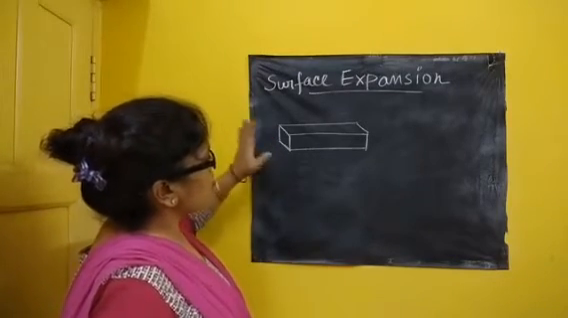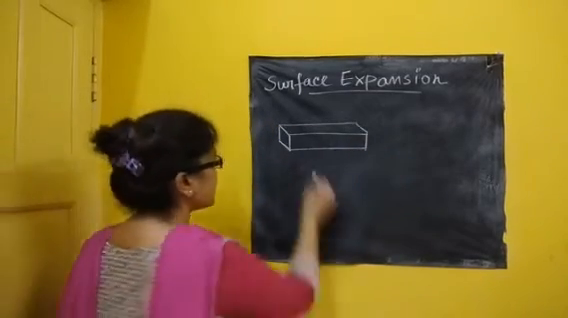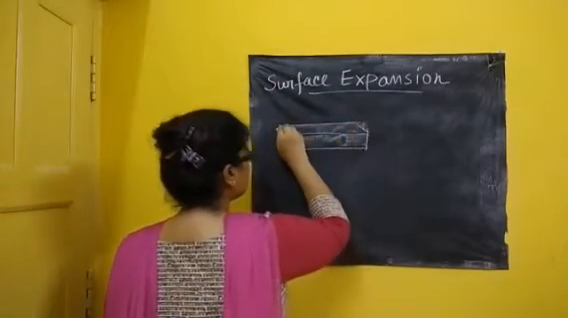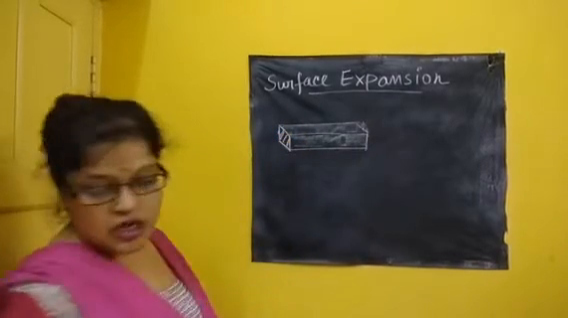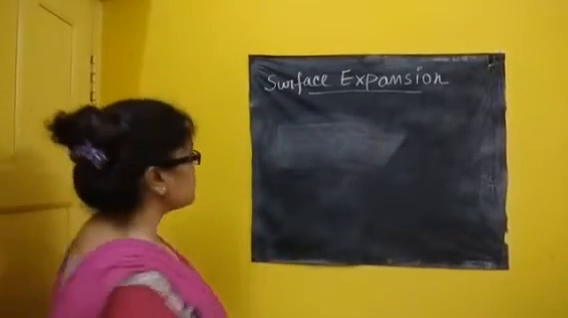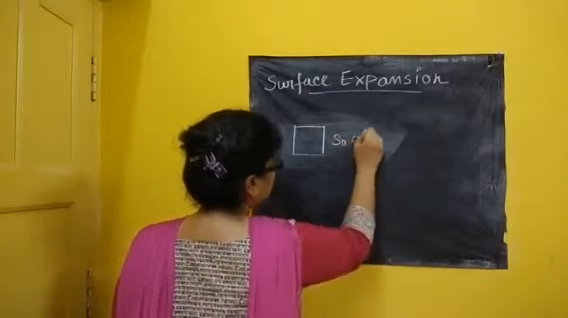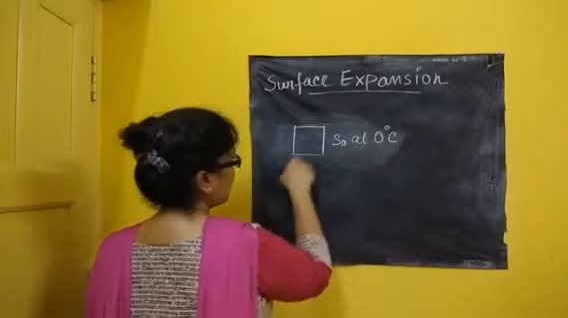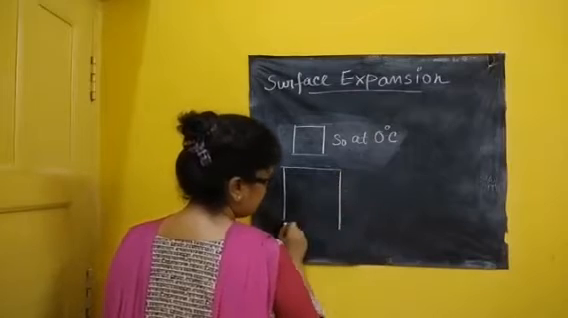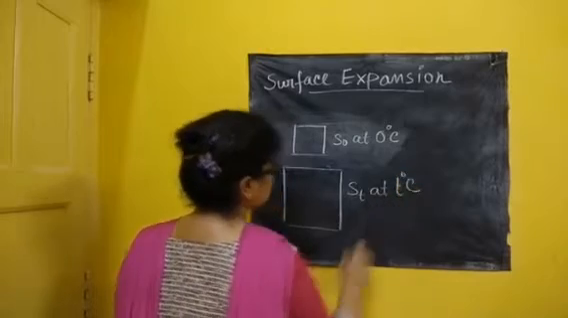When I'm changing the heat of the substance, its length will change, breadth will change, height will change. It means this surface area will increase, this surface area will increase, as well as this surface area will increase. For easiest discussion, I am considering a two-dimensional structure. So suppose this is my surface area S0 at 0 degrees Celsius. When I supply heat to the substance, the surface has increased. So this is my surface St at T degrees Celsius.